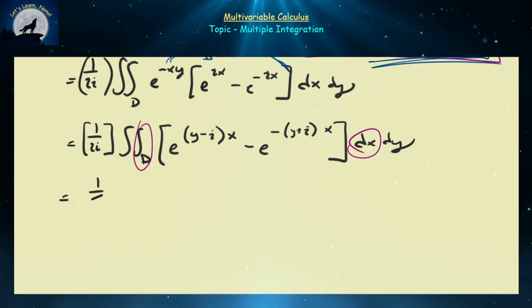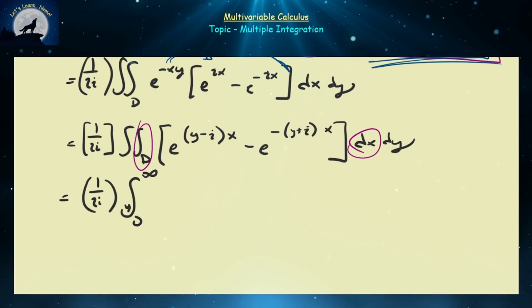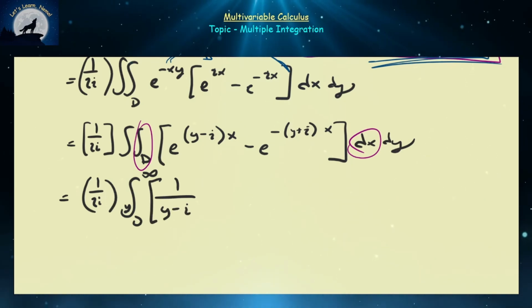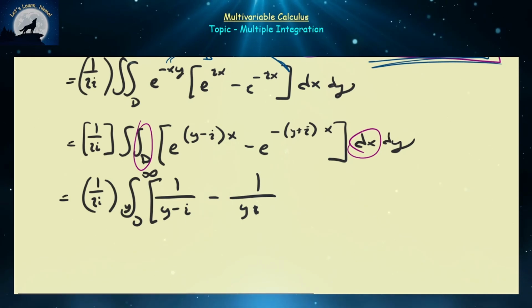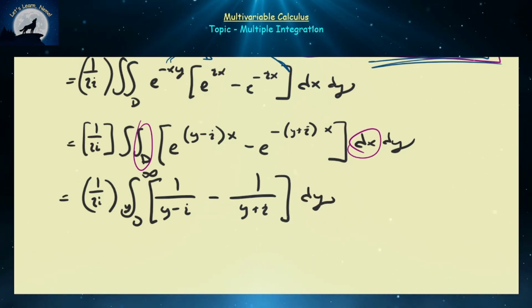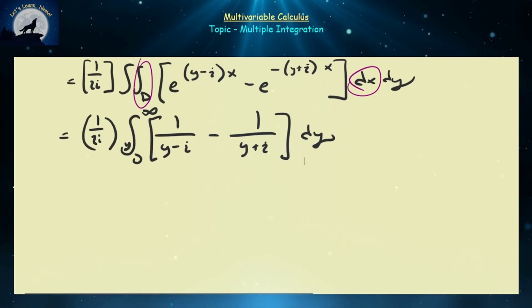So we're going to be left with what? We're going to be left with 1 over 2i times the integral from 0 to infinity, and that's a y integral, keep that in mind. And this is going to be equal to 1 over y minus i, because the other one goes to 0, and this one's just going to go to that constant, 1 times that constant, and then minus 1 over y plus i, and then dy. I highly recommend you verify that if you're not comfortable with that statement.